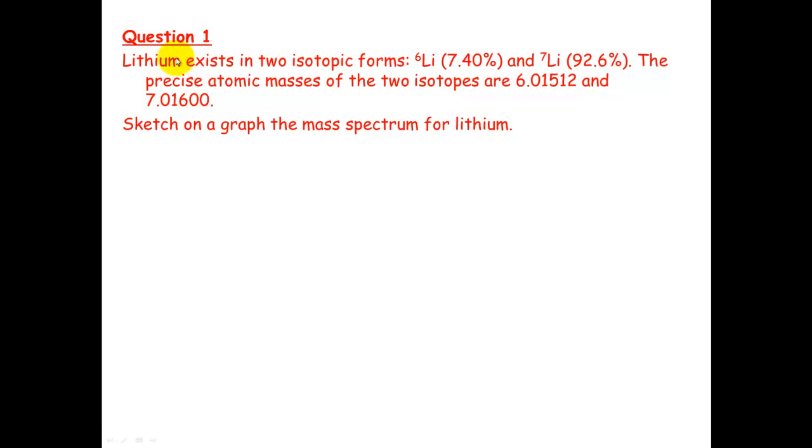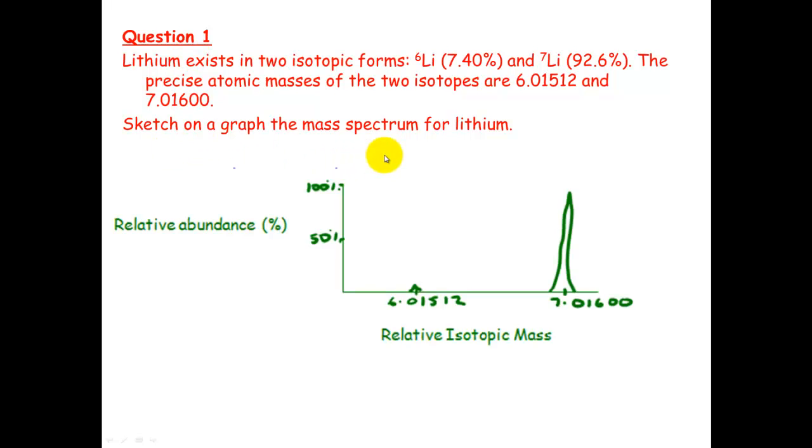Okay. The other thing you were asked to do was sketch these on a graph. When you're sketching them on a graph, it's important to put at the bottom the relative isotopic mass, which is just transcribed. So it's 6.01512 and 7.0160. And then you want to draw in some peaks. We've got a 7.4% abundance here, so you need a little tiny peak for this one. And for the other one, lithium 7, you've got a big peak, which is 92.6%. You can draw a dotted line across there and a dotted line across there if you like to show the exact abundances.